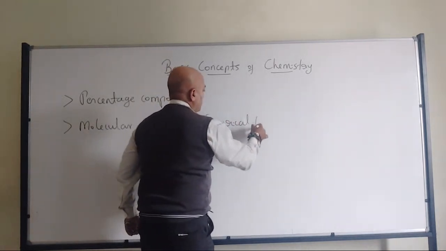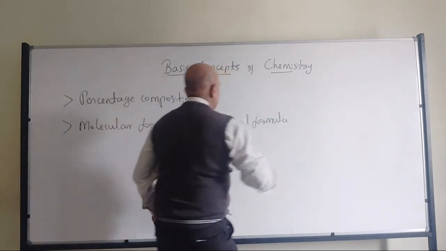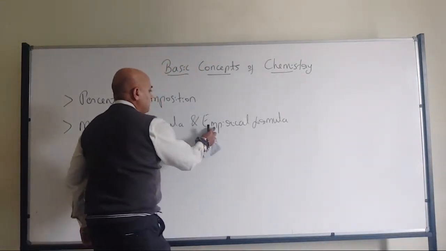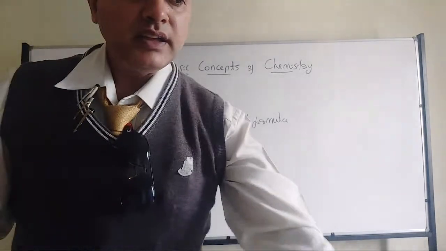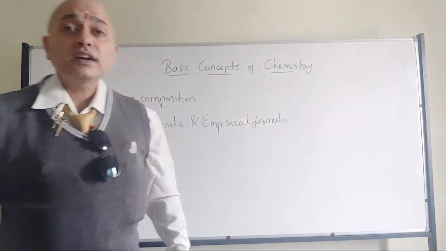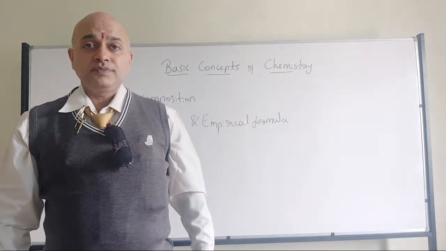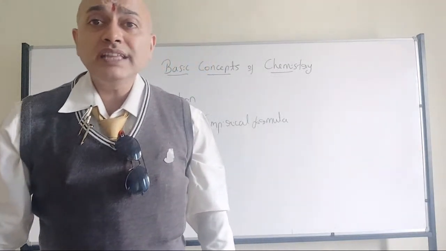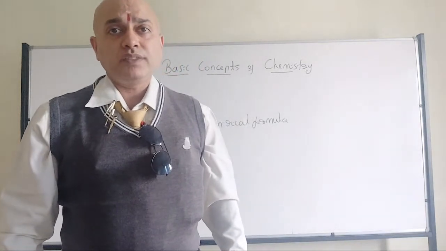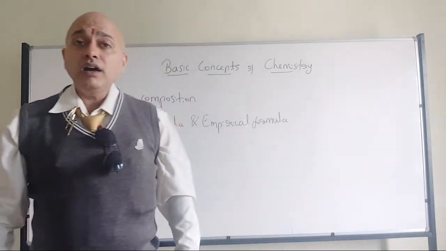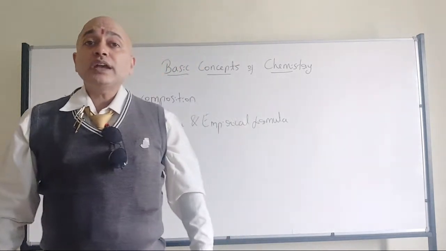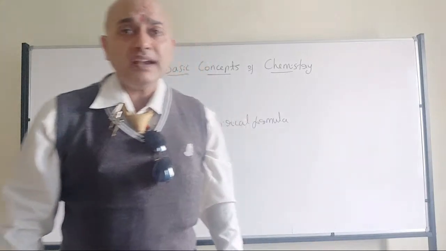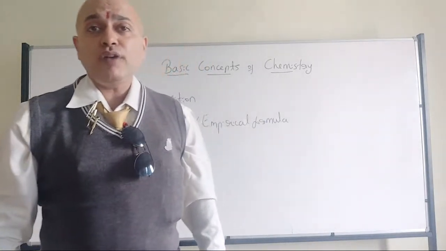Now, whenever we are talking about calculation or finding the empirical or molecular formula of a given compound, then in the question they will be giving percentage composition. So in that case, to calculate the empirical formula, what is enough? We require only the percentage composition. Because once you know the percentage composition, you can find the ratio of those elements in that compound. Once you know the ratio of the elements in that compound, then you have got the empirical formula.